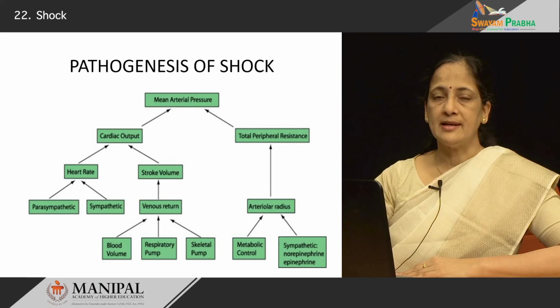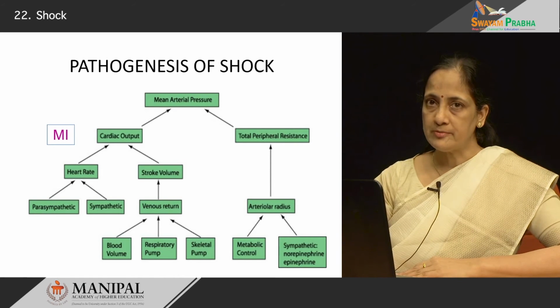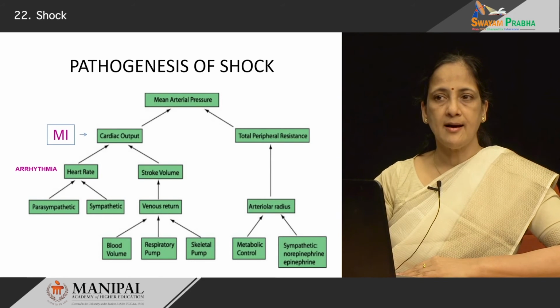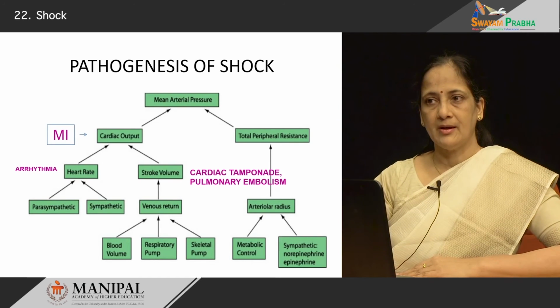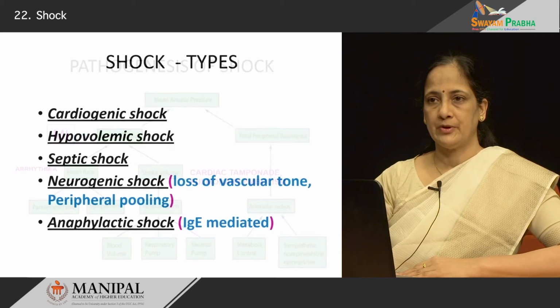So, how and where at the level of the pathogenic cascade do these act? Myocardial infarction affects the cardiac output, which will affect the arterial pressure, which will affect the blood flow and therefore cause hypoperfusion of the tissue with decreased oxygen supply to the tissues. Arrhythmias would alter the heart rate. So, a decreased heart rate will again decrease the cardiac output and the same mechanism thereafter. Cardiac tamponade and pulmonary embolism would affect the stroke volume, that is the amount of blood that is being pumped out of the heart at every stroke.